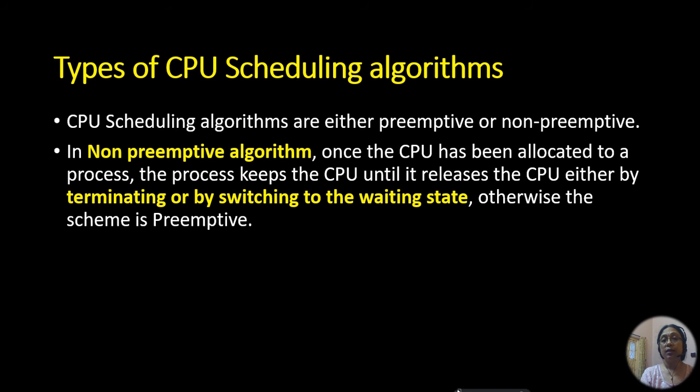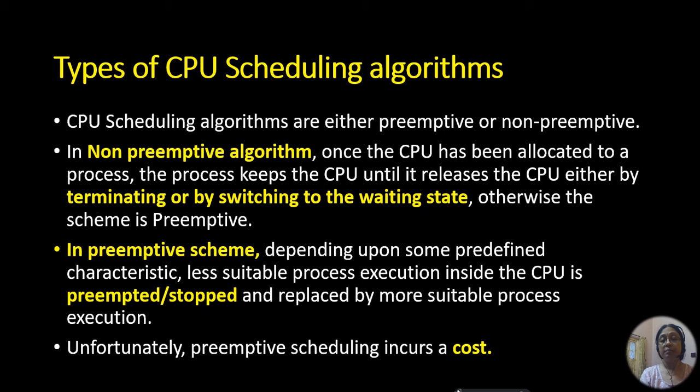CPU scheduling algorithms are either preemptive or non-preemptive. In the non-preemptive category, once a process is allocated to the CPU, the process keeps the CPU busy until it releases the CPU either by terminating itself or by switching to the waiting state. Otherwise, the scheme is called preemptive. In a preemptive scheme, depending upon some predefined criteria, a less suitable process execution inside the CPU is preempted or stopped and replaced by some more suitable process execution. However, preemptive scheduling incurs a cost.